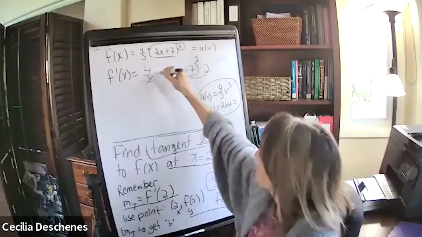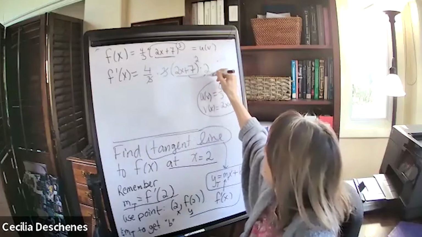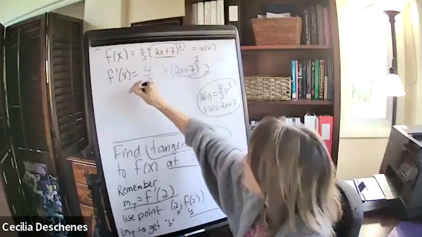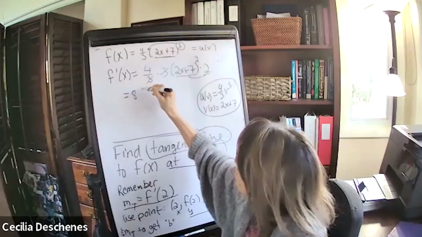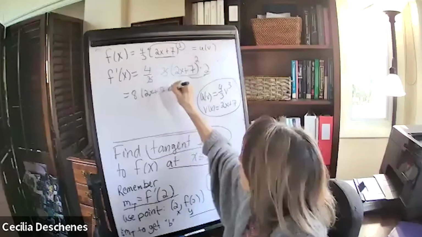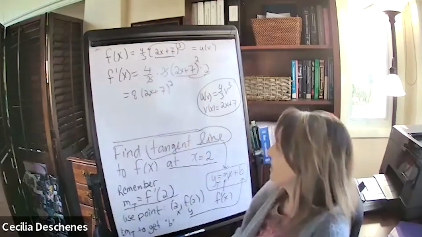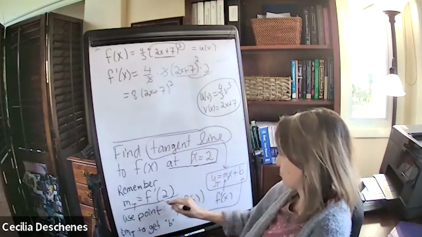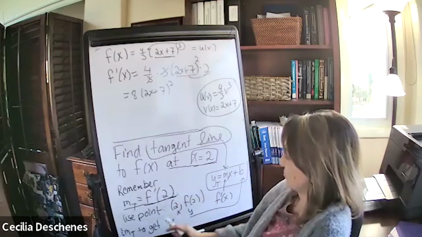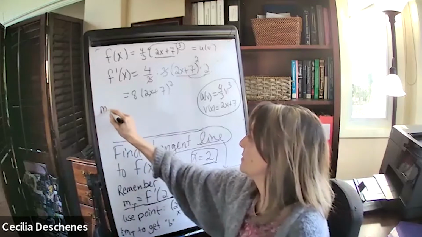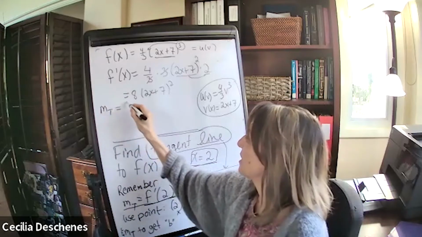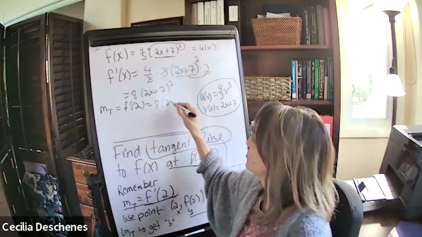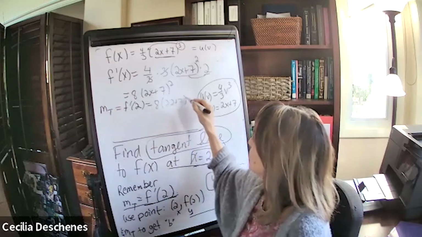Okay, so the 3's cancel. And then this 2 is on the outside of the parentheses squared, so I'm going to multiply it by this 4. My final derivative is 8 times (2x plus 7) squared. All right, so we got the derivative. Now we were asked to find the tangent line at 2, so we need the slope at 2. So m of the tangent line is going to be f prime at 2, which is 8 times (2 times 2 plus 7) squared.